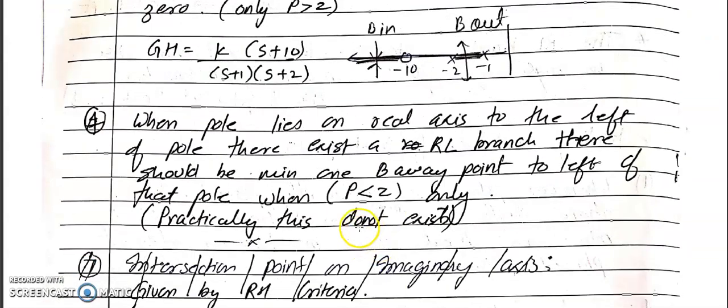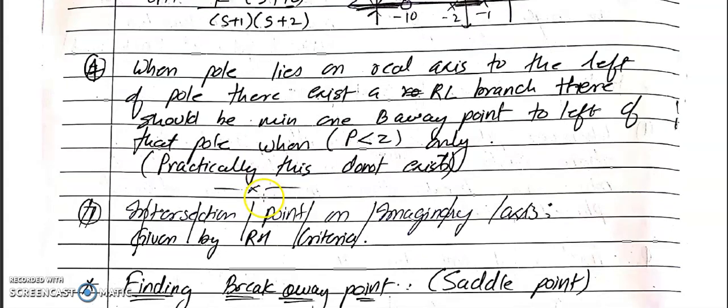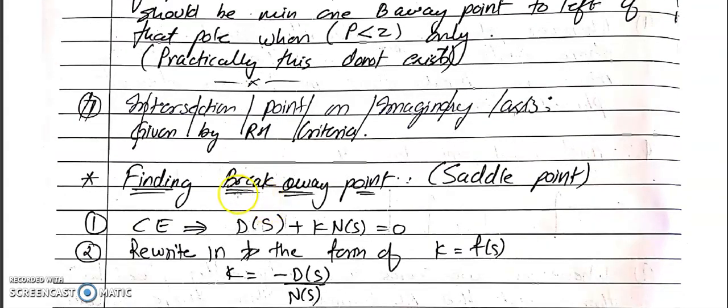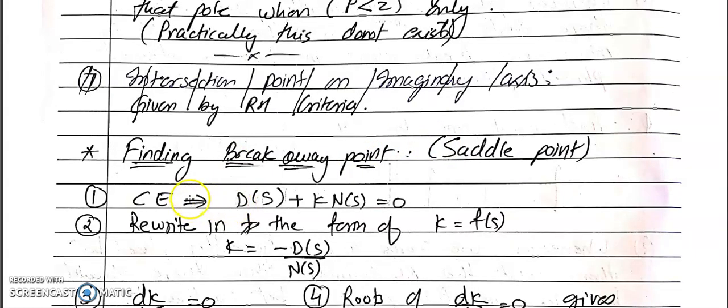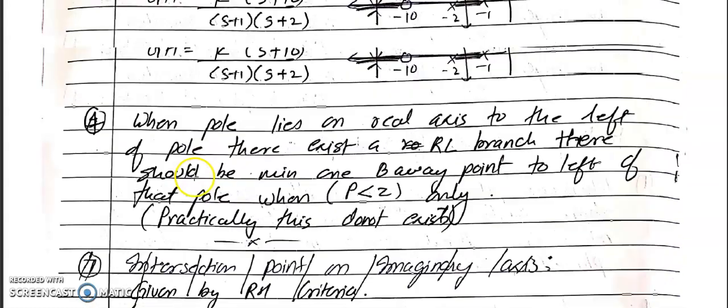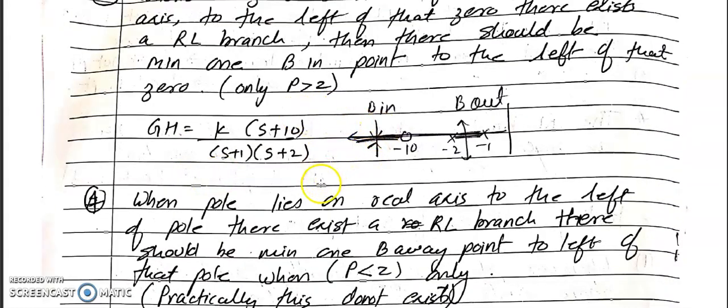And similarly, when a pole lies on the real axis and to the left of that pole there exists a root locus branch, then there is at least one breakaway point to the left of that pole, right? Next is, what is the value of that breakout and break-in point? We have a method called the saddle point method. In this method, now we know that here there is a break-in, or rather a breakout point. So we need to find the break-in or breakout point.